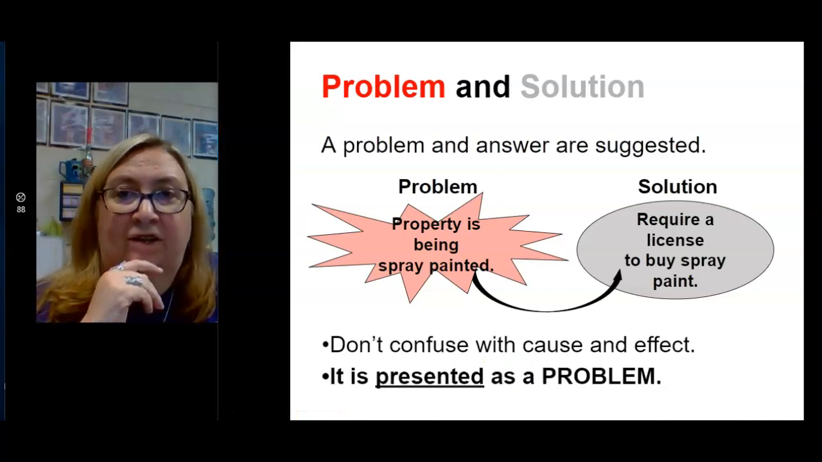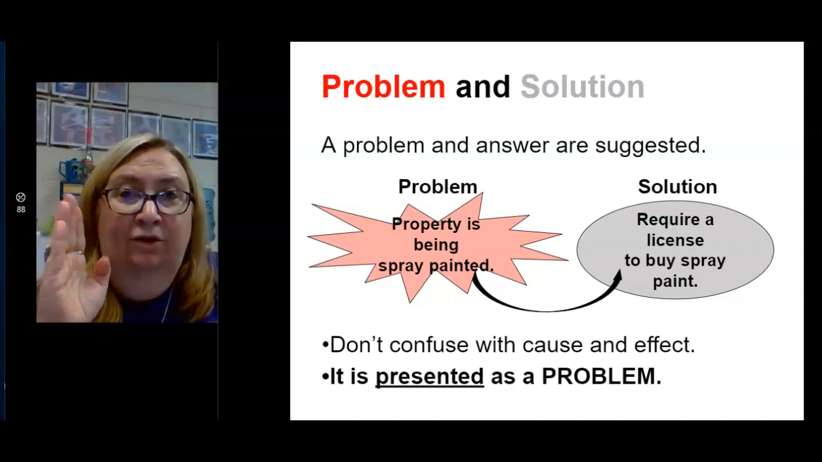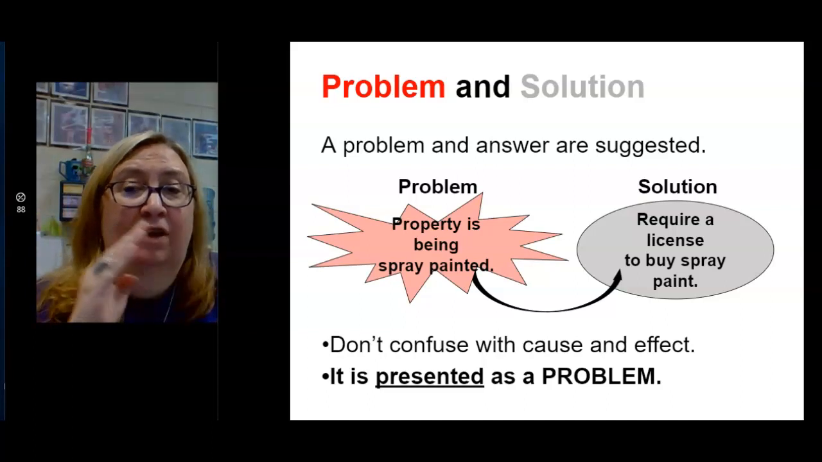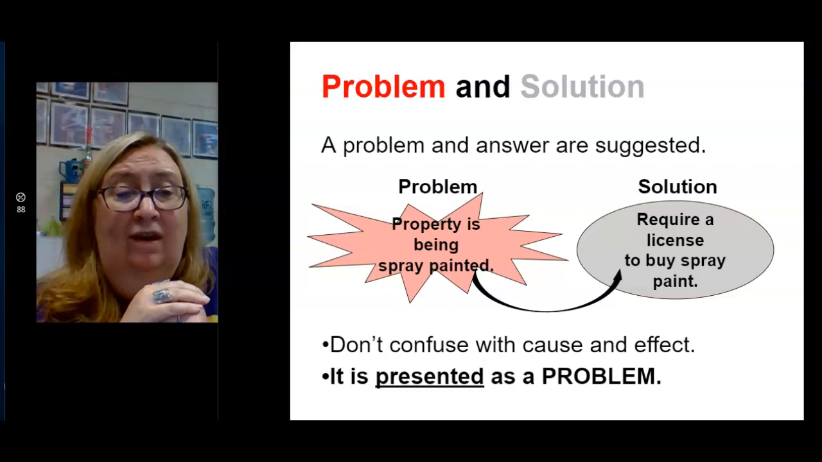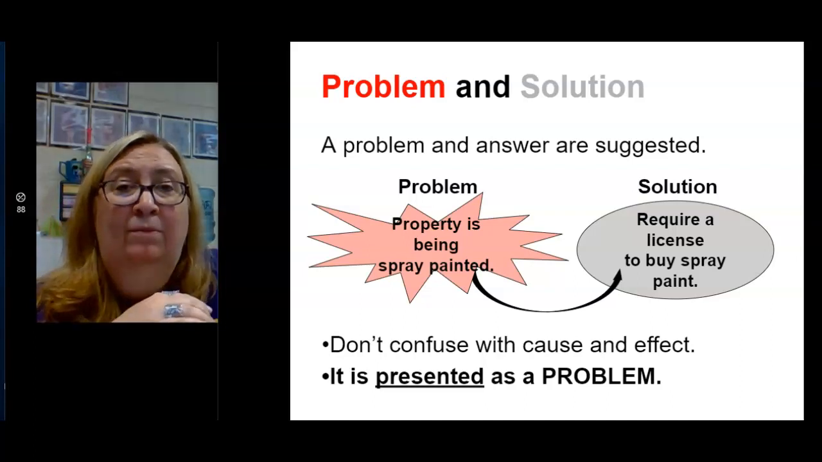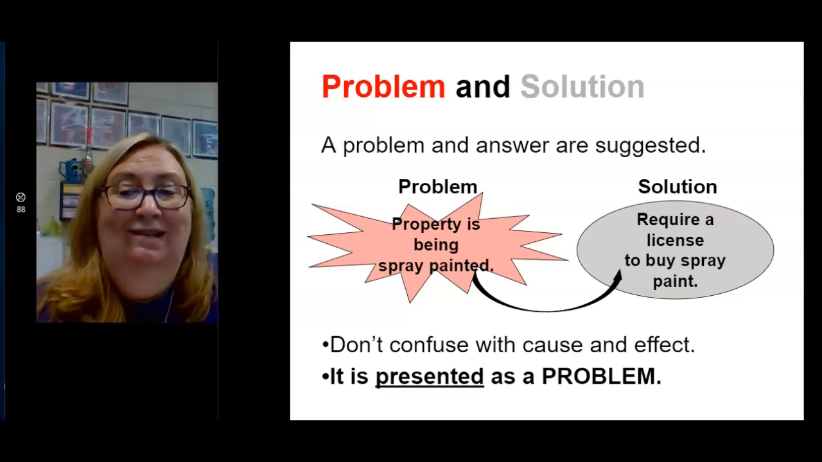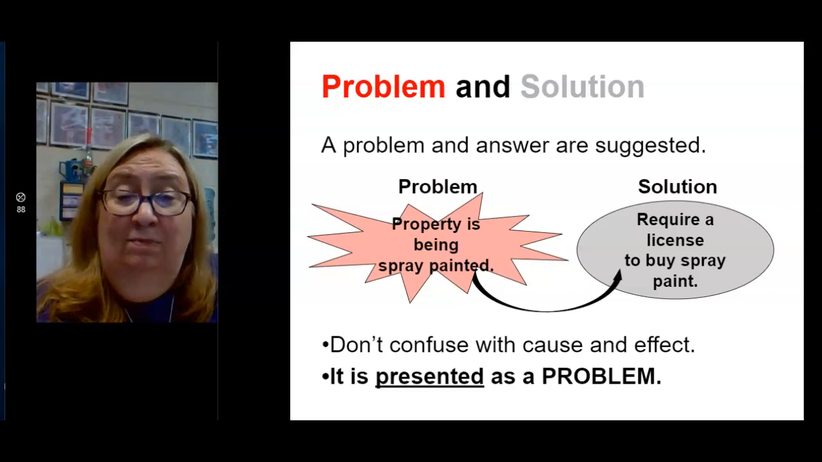Be really careful not to confuse problem and solution with cause and effect. Your cause causes the effect that comes after. Your problem should be solved by the solution. And in problem solution, it is definitely presented as a problem. It is a negative activity, something that's happening that needs to be fixed.